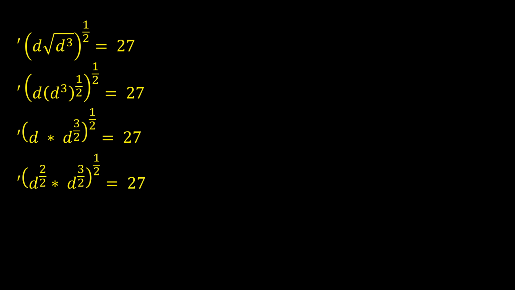Express d as d to the power of 2/2. Now, inside the parentheses, d to the power of 2/2 times d to the power of 3/2 is d to the power of 5/2. Multiplying the exponents, we have d to the power of 5/4 equals 27.